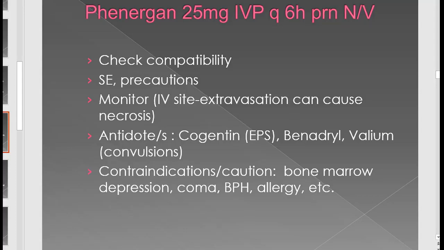Check for any kind of side effects that the patient may have. Maybe there is an antidote that's available. And also check for any contraindications, such as if the patient had any kind of bone marrow depression or BPH or an allergy to this type of medication.